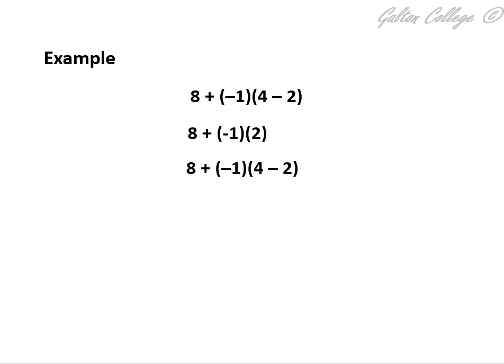Next, we could have 8 plus minus 1 times 4 take away 2. Do inside the brackets. 4 take away 2 is 2. So it's minus 1 times 2. 8 plus minus 1 times 2. And that really comes down to minus 2.